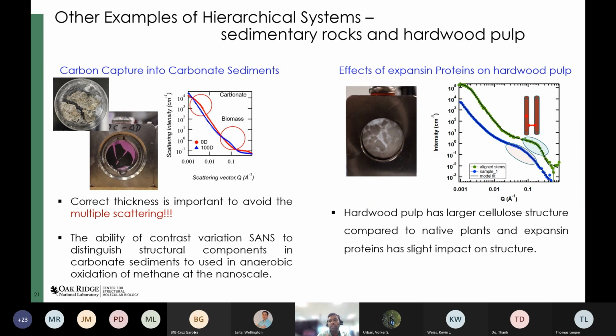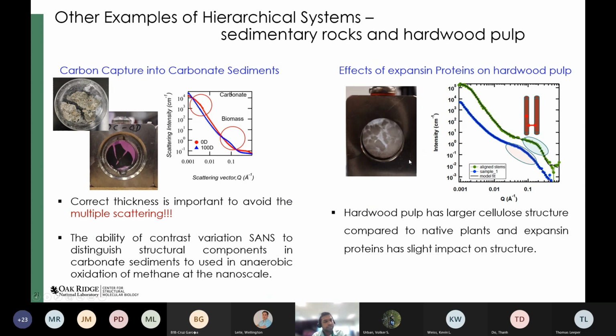Sometimes we can use machines to cut them into thin discs, but it's very hard to go to very thin slices using machines, especially in this case. To avoid multiple scattering, we have to go down to 0.3 millimeters. So in that case, I had to use my hands with sandpaper or a file. In this experiment, we could capture the signals coming from the biomass associated with this kind of rock and the size of the pores in the carbonate.